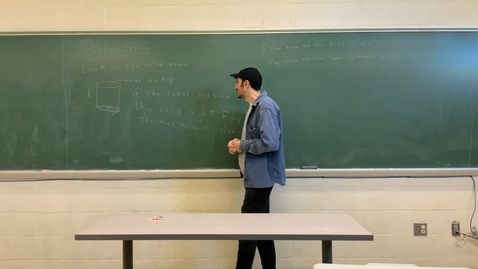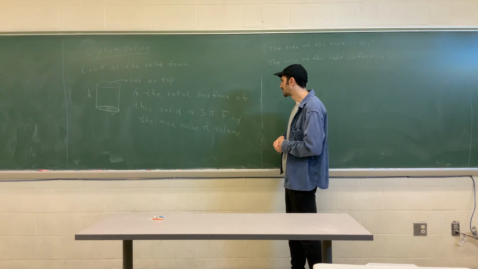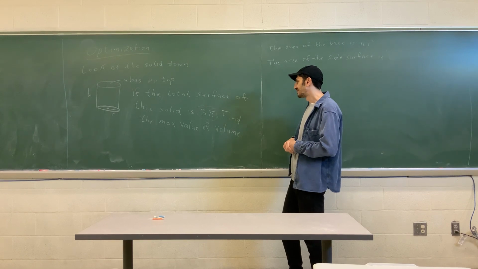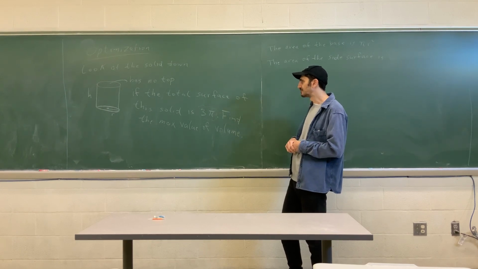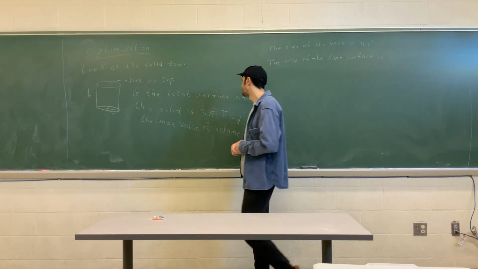Now, imagine the total surface of this given solid is 3 pi. The question is, find the maximum value of the volume of the solid. So, how can I solve it?